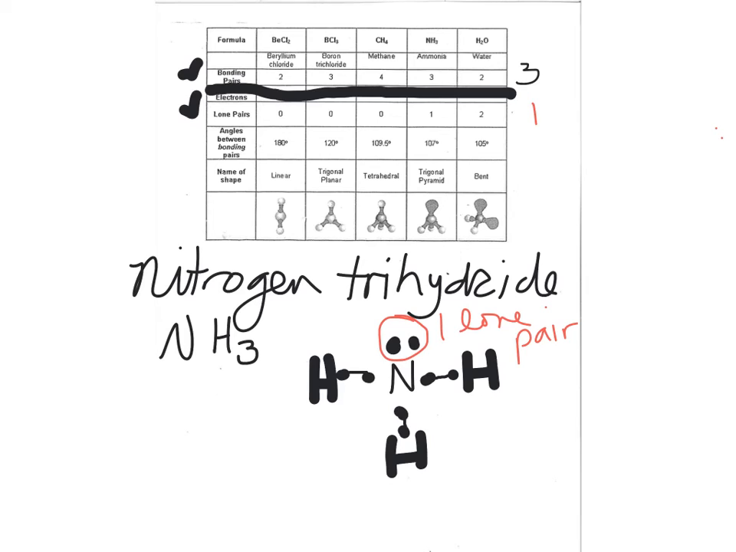So now we want to match up this 3 to 1 set of values for the bonding pair and for the lone pair in these 2 rows. And we see this 3 to 1 existing right here. That means the name of this shape is trigonal pyramid, and it looks like this.